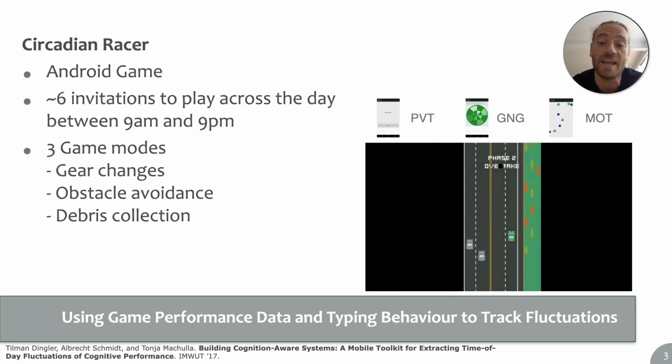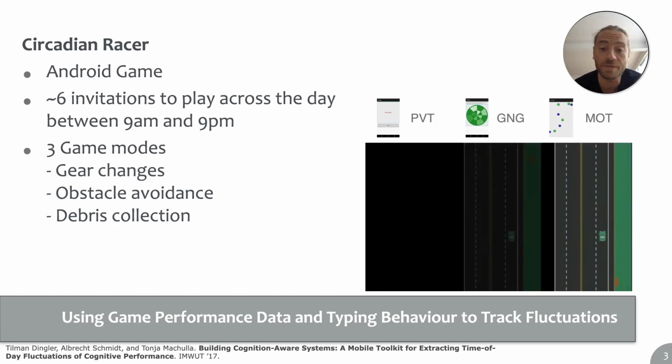And then there's a second game mode, which is an obstacle avoidance task, which resembles also a go-no-go task, or GNG. So two types of items basically appear in the driver's lane, obstacles in the form of cars that need to be overtaken, and rewards in the form of oil barrels which need to be collected.